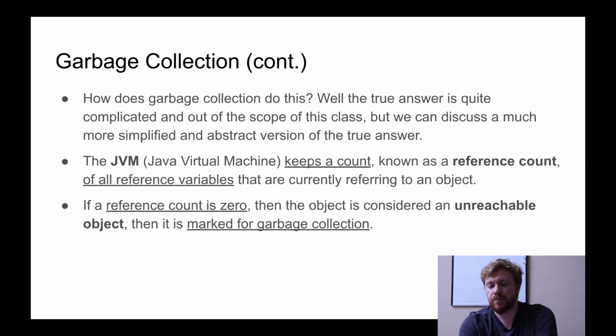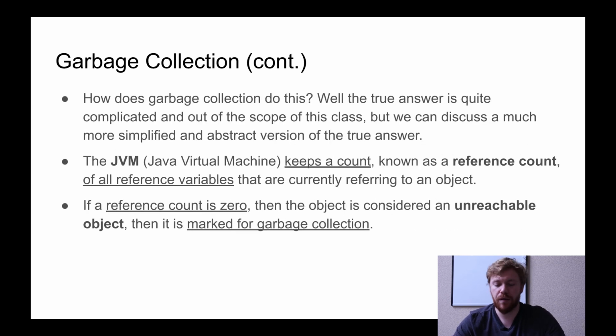And that is the JVM keeps a count, known as a reference count, of all of the reference variables that are currently referring to an object. And if that reference count hits 0 at some point, then that object is considered an unreachable object, and it is then marked for garbage collection. So you can imagine, right, you create a variable that's an object, and once there's nothing referencing that object anymore, it gets garbage collected.